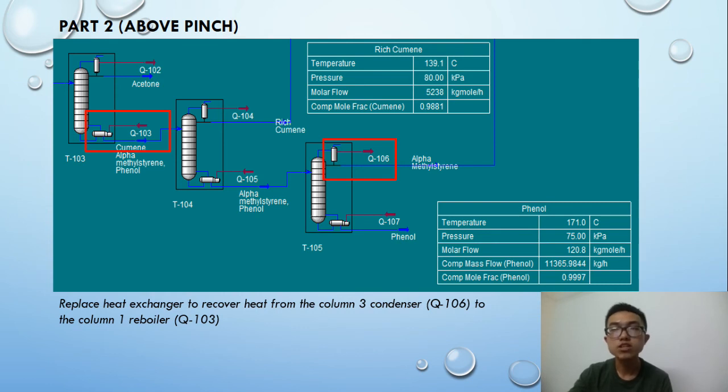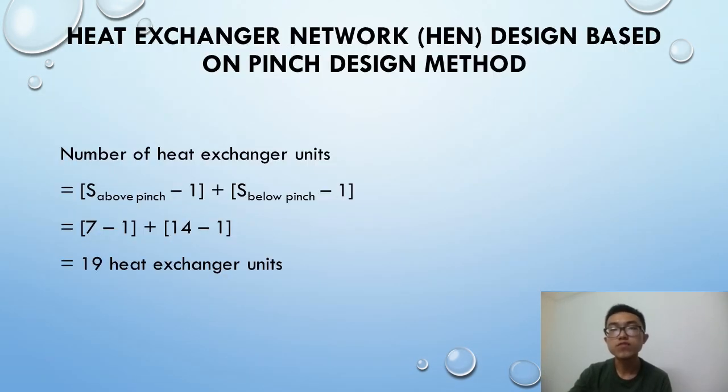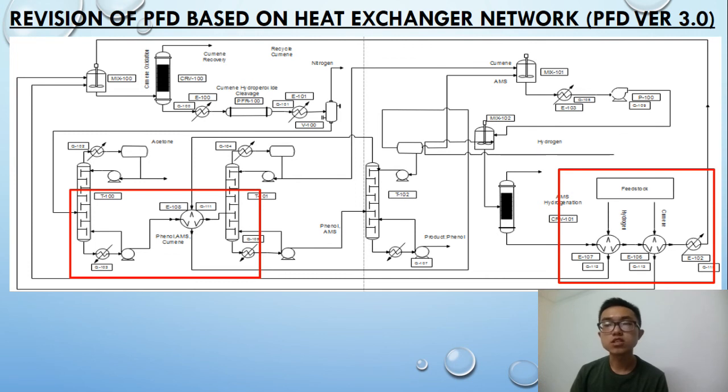And for above pinch, heat recovery can be obtained by using the heat from the column 3 condenser to heat up the column 1 reboiler. Based on our calculation, we found that 19 heat exchanger units need to be used in the heat integration. So this is the process flow diagram version 3 based on the heat exchanger network to maximize the heat recovery.